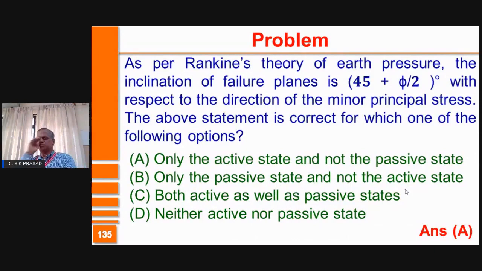Let me go to the last problem. As per Rankine's theory of earth pressure, the inclination of failure plane is 45 plus phi by 2 with respect to the direction of the minor principal stress. The above statement is correct for which one of the following options?